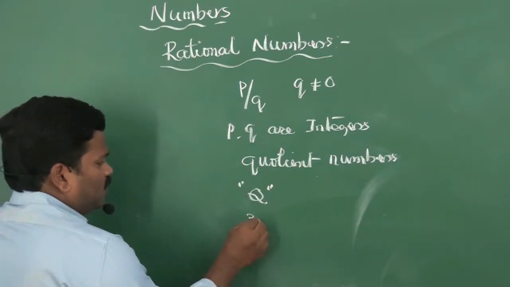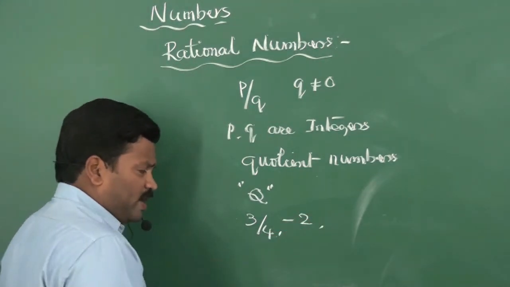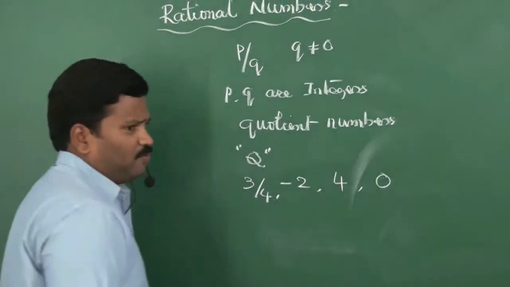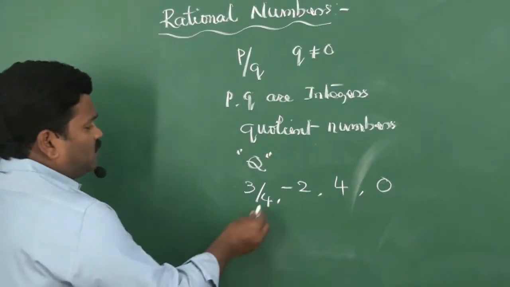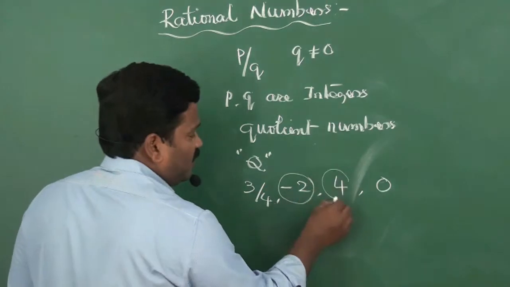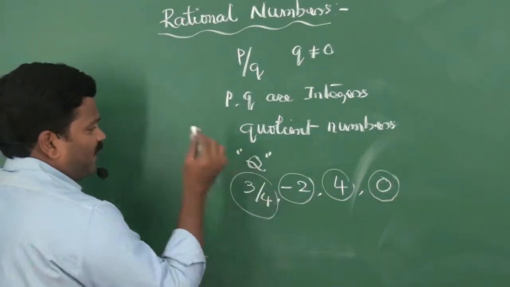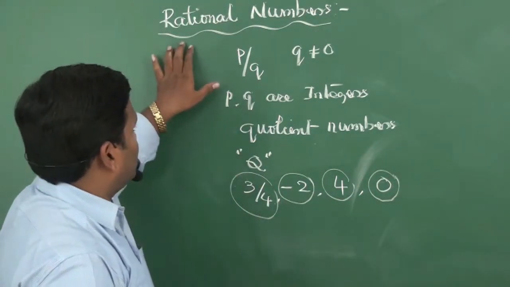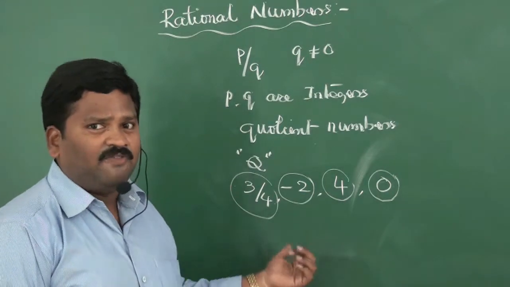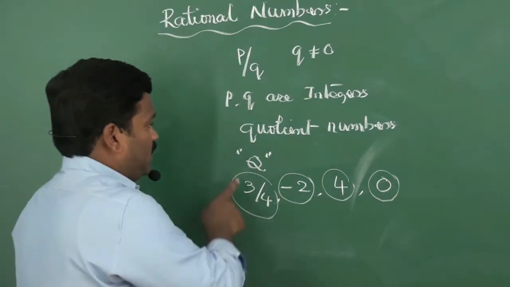For example, 3 by 4 is a rational number. -2 is also a rational number. 4 is a rational number. 0 is a rational number. See, -2 is also an integer, 4 is a natural number, 0 is a whole number, and 3 by 4 is a fraction. Therefore, the rational numbers consist of all natural numbers, whole numbers, integers and fractions. All kinds of numbers together are called rational numbers. It is denoted by the letter Q.